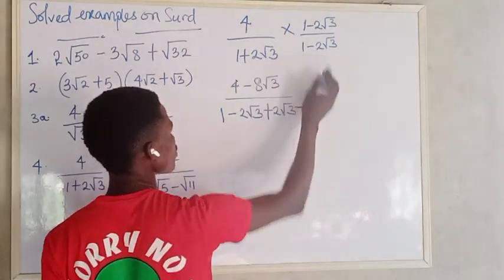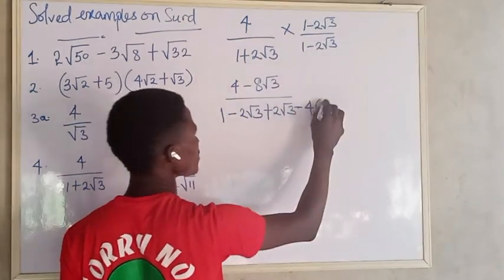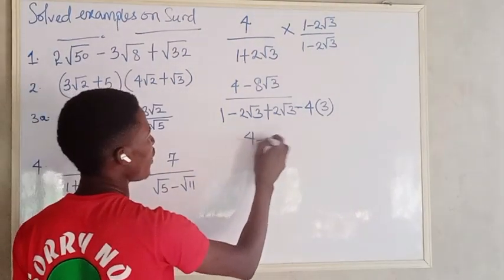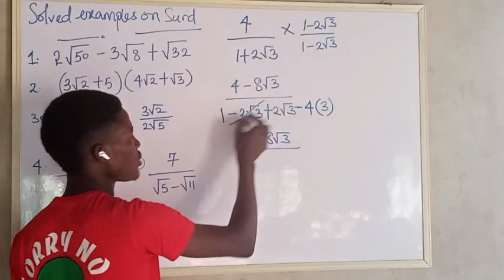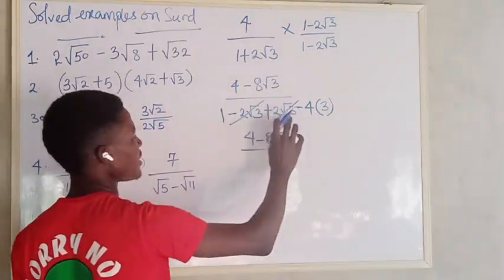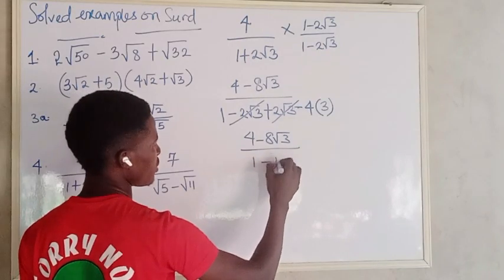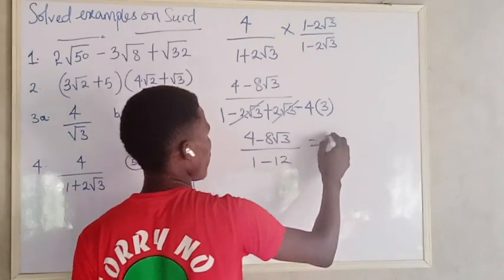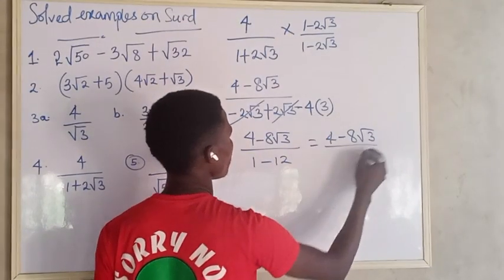Now, plus 2 root 3 times minus 2 root 3 will give me what? Minus 2 times 2 is what? 4. Open bracket. Root 3 times root 3 is what? 3. Alright? So that will give me what? 4 minus 8 root 3 all over, this will cancel this, since this is minus and this is what? Plus. So now we have what? 1 minus 12, because 4 times 3 is 12. Then I will have what? 4 minus 8 root 3 all over what?